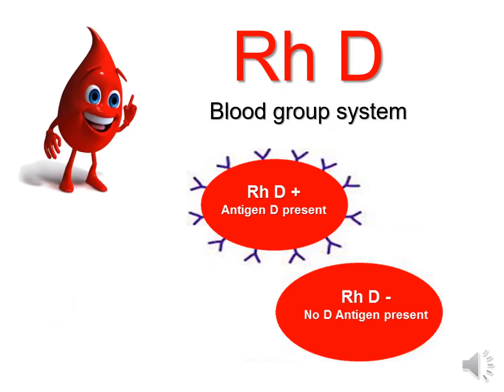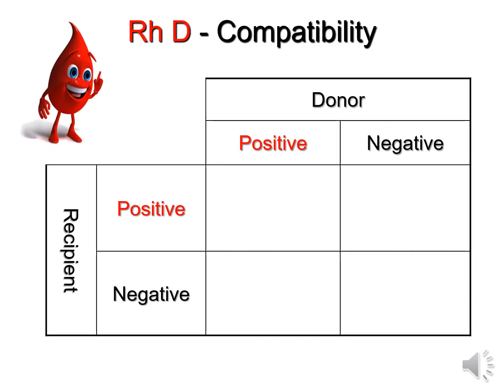Now let's review the RHD blood group system. Simply, it means you've got an extra antigen. Some people are born with an extra antigen: RHD positive if you've got it, RHD negative if you don't. If you've got the RHD antigen, you are RHD positive. It's present on your red blood cell in conjunction with your other blood group in the ABO system. If you don't have it, you're RHD negative. There's no D antigen present. So let's review RHD compatibility.